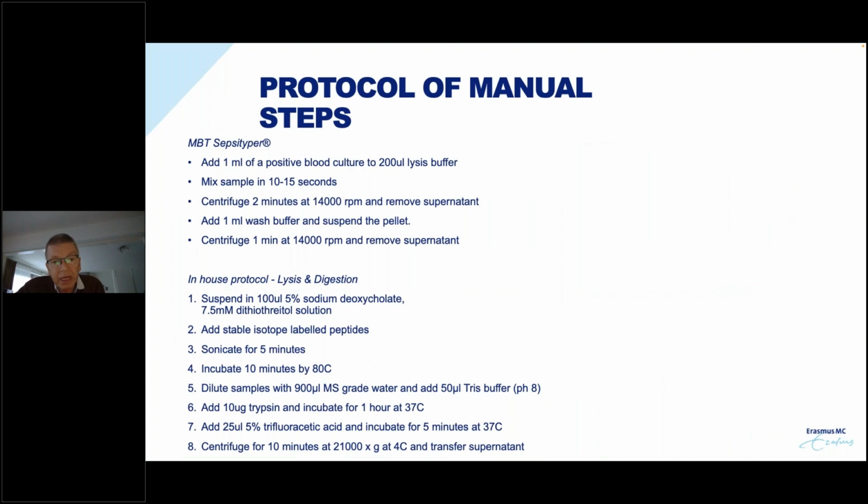So here is the protocol of how we perform it. We use the positive blood cultures. We add a lysis buffer to it. We have to mix it, centrifuge it, and wash it. And we have to prepare it for the mass spectrometer. We use a reduction step. We add reference material to stabilize it with labeled peptide. We sonicate our material, and then we add the setting time for trypsin and stop it, and then we can bring it to the Evosep tip. Next slide, please.